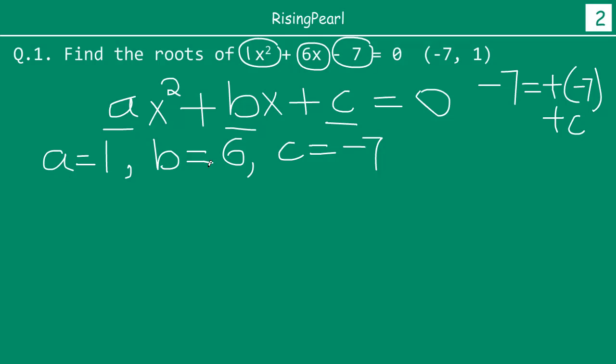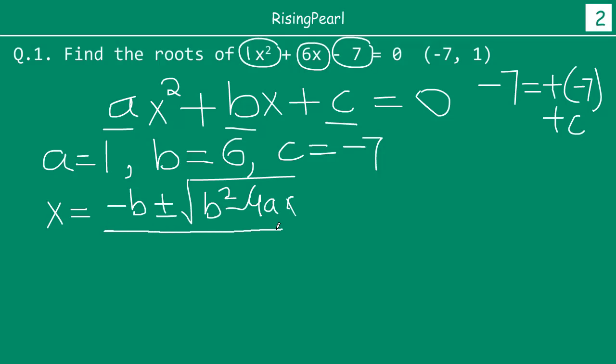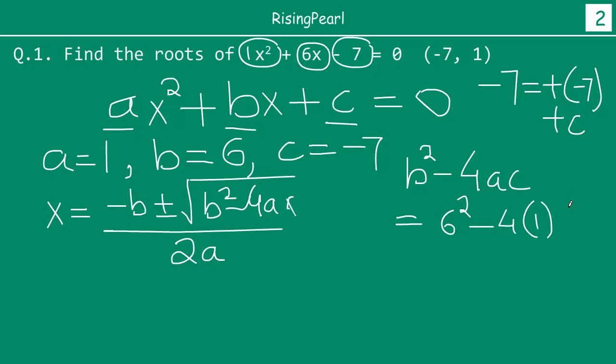So now that we have the values of a, b and c, let's write the roots using the quadratic formula. It will be minus b plus and minus square root of b square minus 4ac, and this entire term is divided by 2a. So let's find out the value of b square minus 4ac first. b is 6, so it will be 6 square minus 4, a is 1, c is minus 7. So 6 square is 36, minus, now minus times minus, so minus 4 times minus 7 will become plus, and 4 sevens are 28.